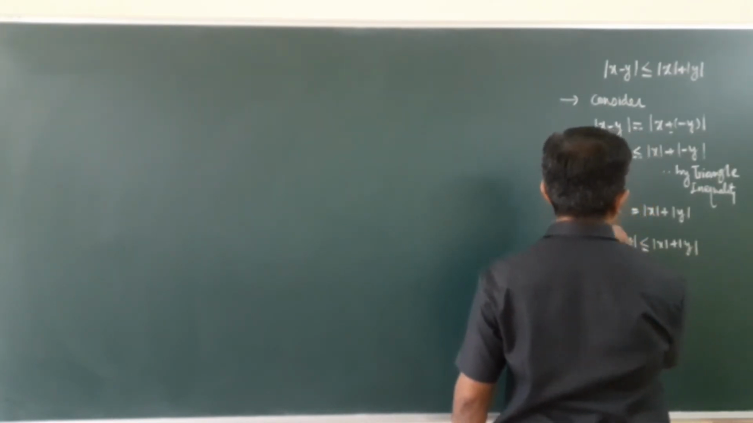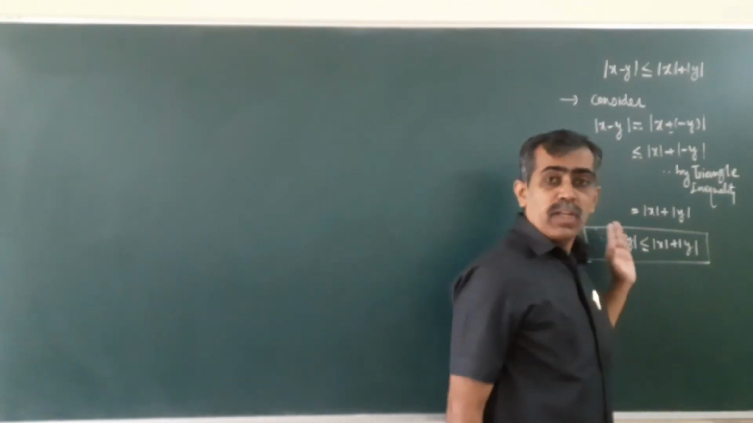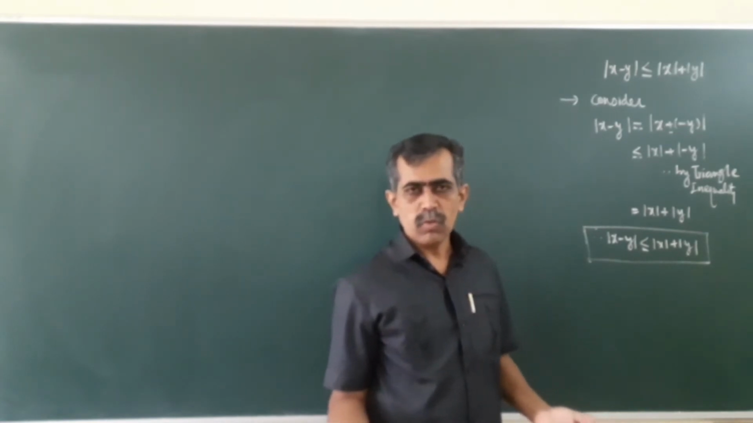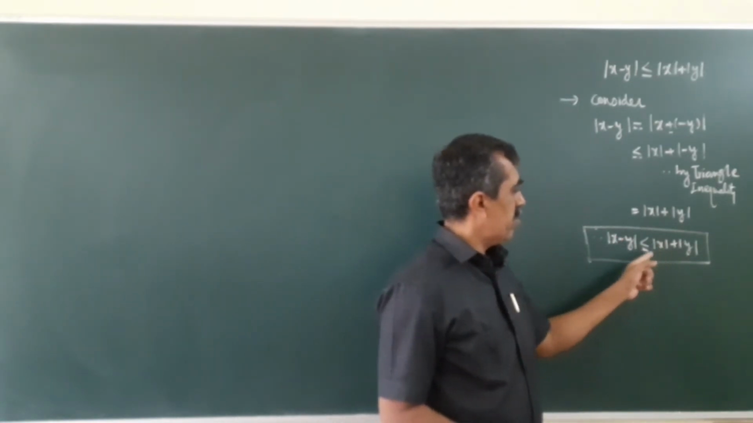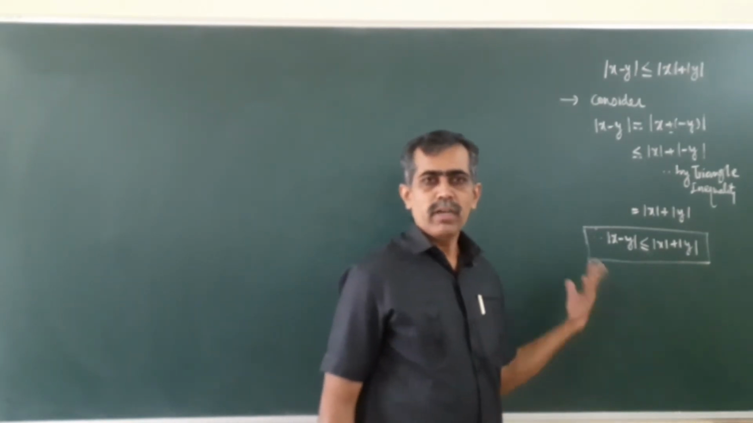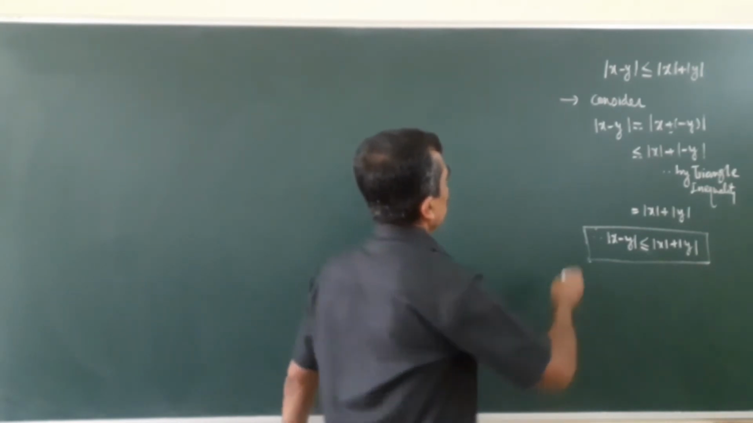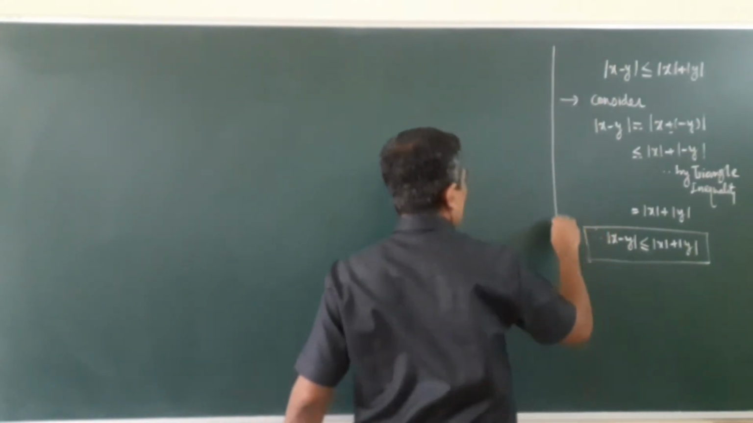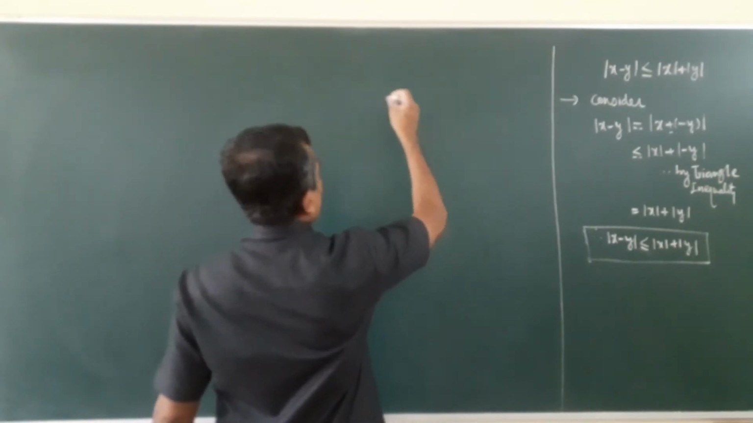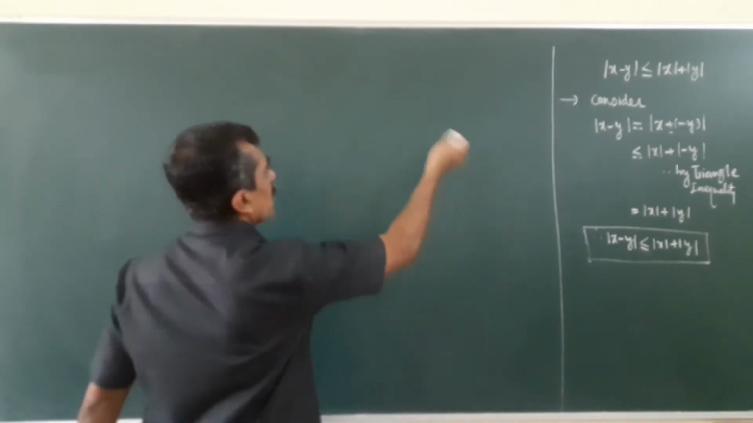So remember, mod of x plus y is always less than or equal to mod x plus mod y, but not only that, mod of x minus y is also less than or equal to mod x plus mod y. So this is one more property of real numbers. Now see another property, almost the last property.